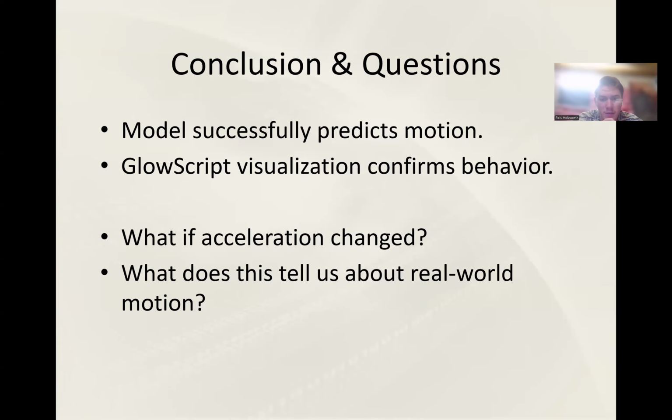Conclusions. The model successfully predicted motion. The GlowScript visualization confirms the behavior of the oscillation that we predicted. Some questions we had were, what if acceleration changed? Maybe the ball would bounce more, maybe if we slammed it down. This lets us learn about the real world, that we can use real world applications and use physics to apply it, including GlowScript, which is pretty cool.